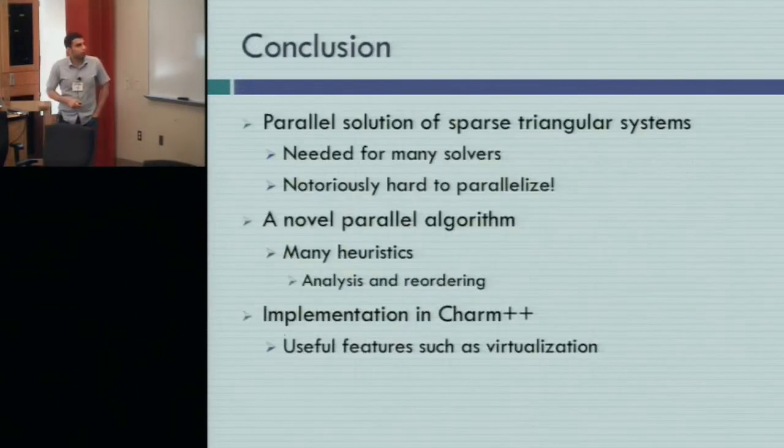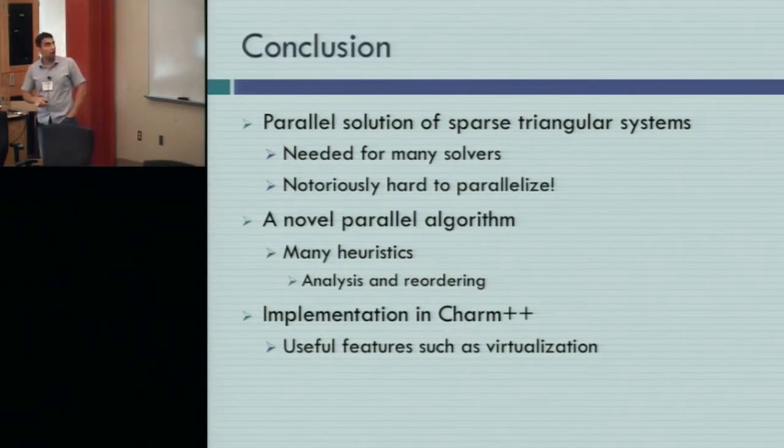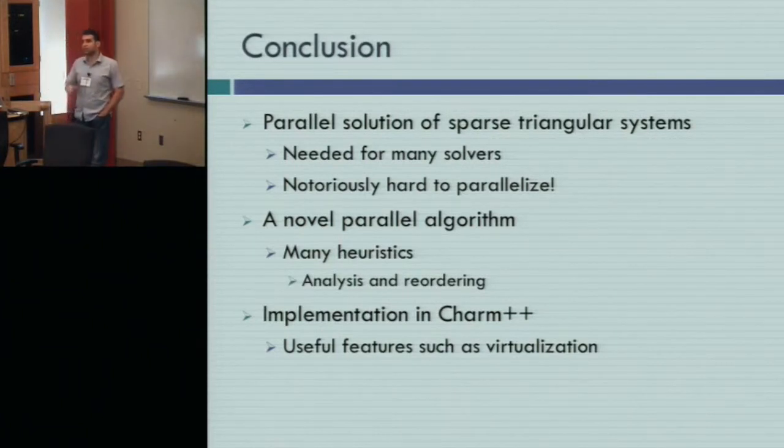parallel algorithms. So to conclude here, parallel solution of sparse triangular linear systems is needed for many solvers. It's notoriously hard to parallelize. We have a novel algorithm that uses many heuristics: getting independent rows, putting them in backward order, sending their dependencies early, getting the dense regions. Our algorithm tries to adapt to the structure of the matrix to extract as much parallelism as possible.